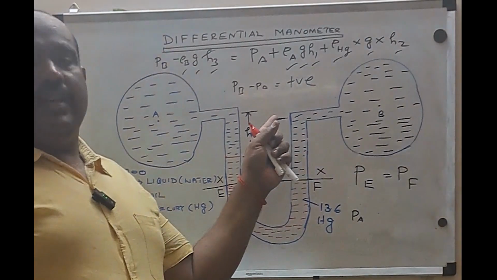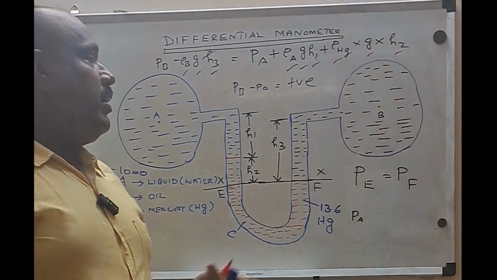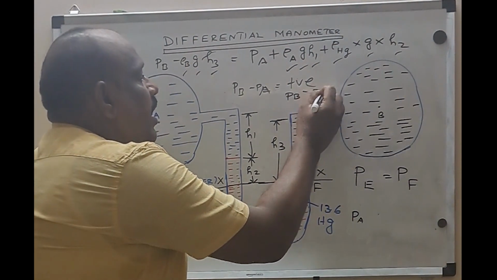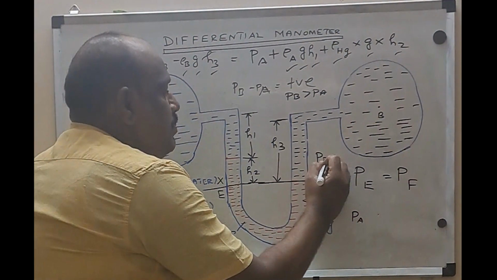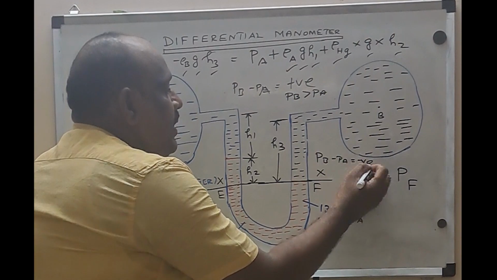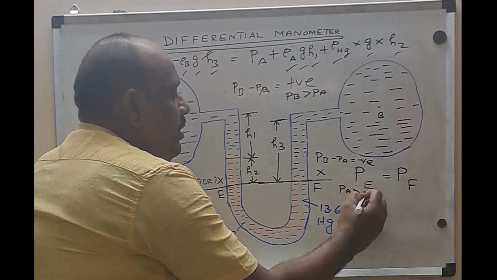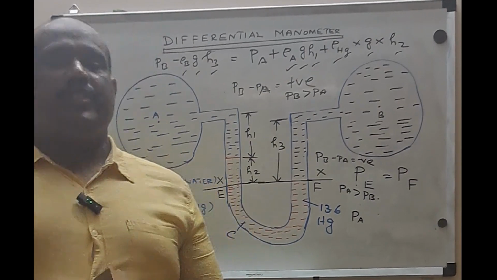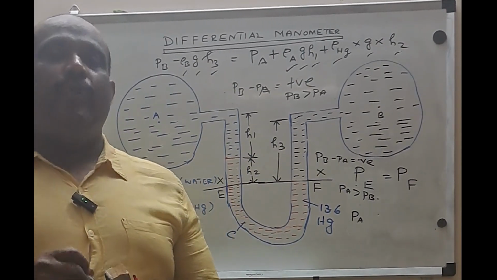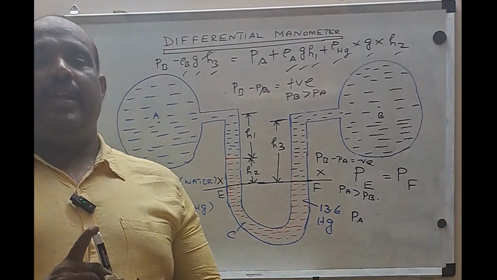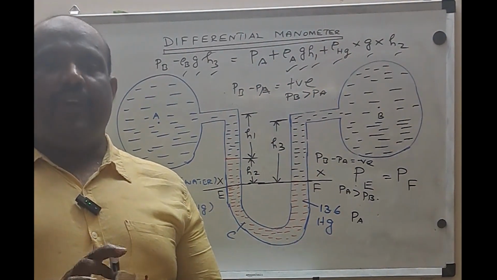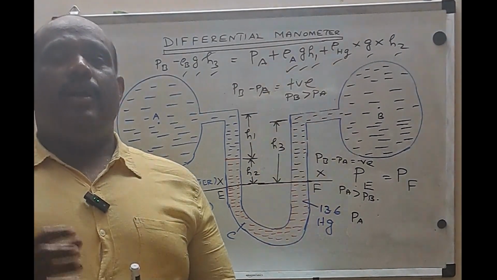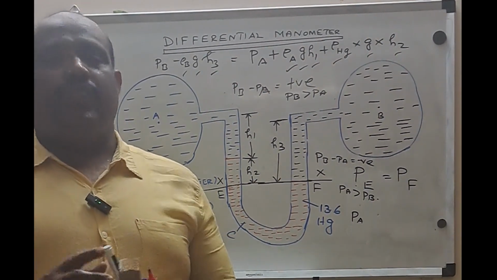Let us consider these two cases. PB minus PA is what? Positive, which means PB is greater than PA. On the other hand, we are going to have PB minus PA as negative, which means PA is greater than PB. So in this type of differential manometer, we can find only the difference of pressure between the two fluids, and we can't find the pressure of a single fluid. This type of manometer is required mainly to find the differential pressure of the two fluids.